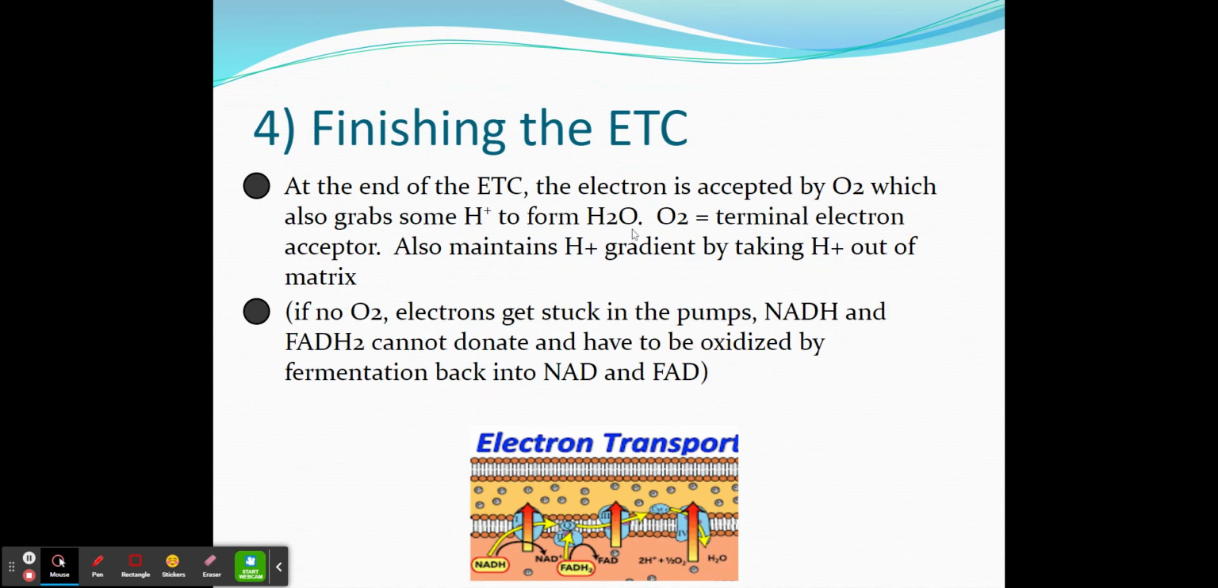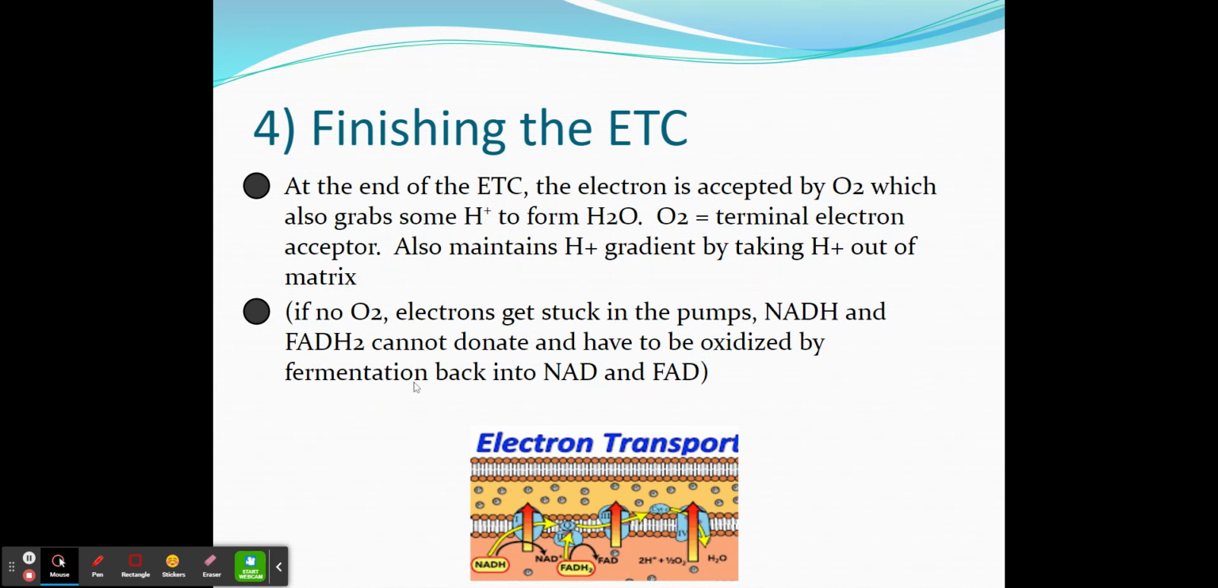Okay. And you might be like, wow, oxygen got used so late and for such a seemingly small job, but this is a huge job. If there's no oxygen, the low energy electrons get stuck in the pumps. These pumps become worthless, filled with low energy electrons that have nowhere else to go. And so NADH and FADH2 are stuck. They can't give up their electrons because there are already useless low energy electrons in the pumps.